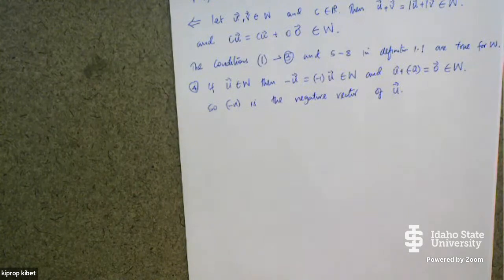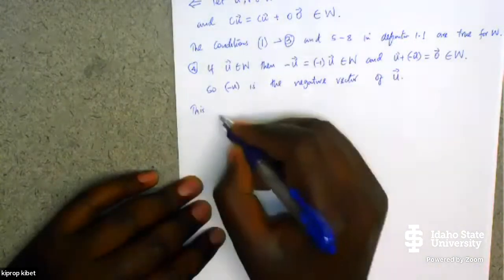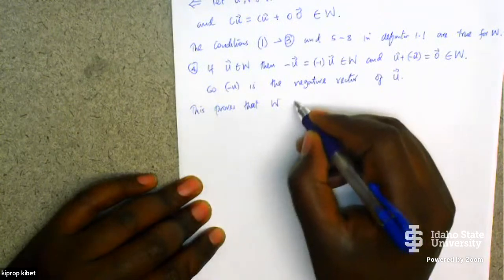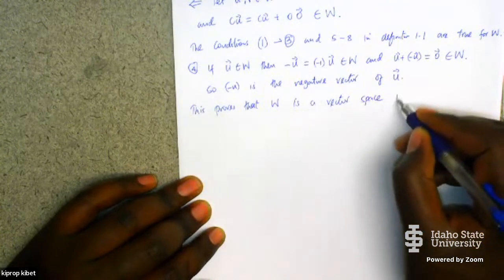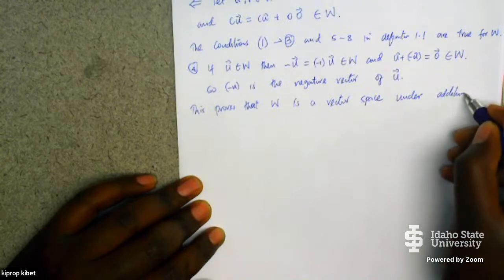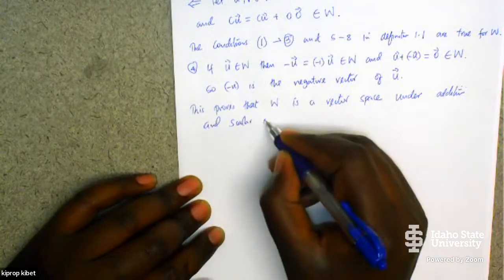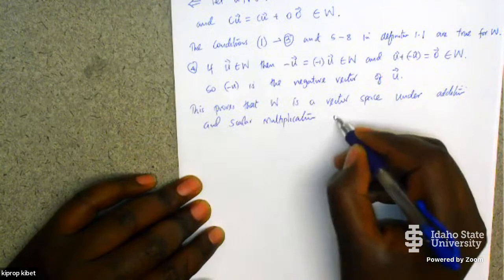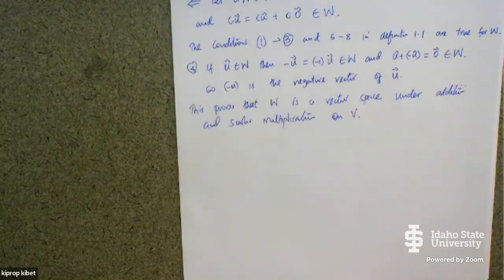Okay. So this proves that W is a vector space under addition and scalar multiplication on V.